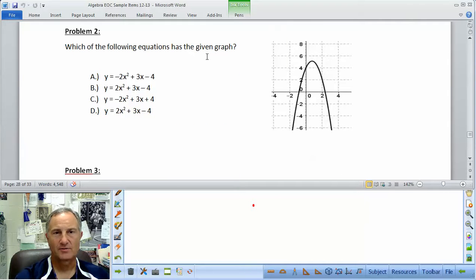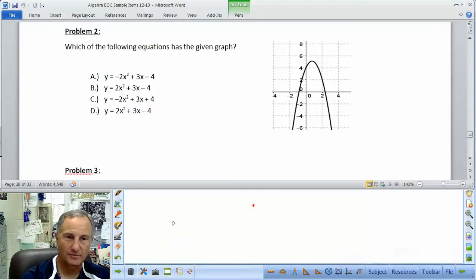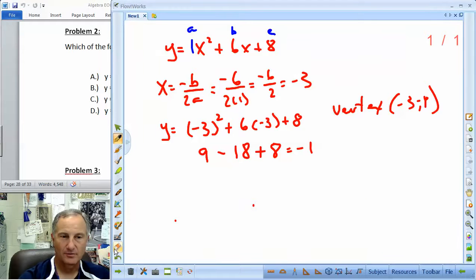Which of the following equations has the given graph? Now, our graph opens down. Remember that tells me that my a value must be negative. So my answer is either A or C, the only two with a's that are negative. Since I have it narrowed down, I'm going to go ahead and pick a point. We'll just do a vertex here. Let's just take the first one and do a vertex. Make it easy on you.